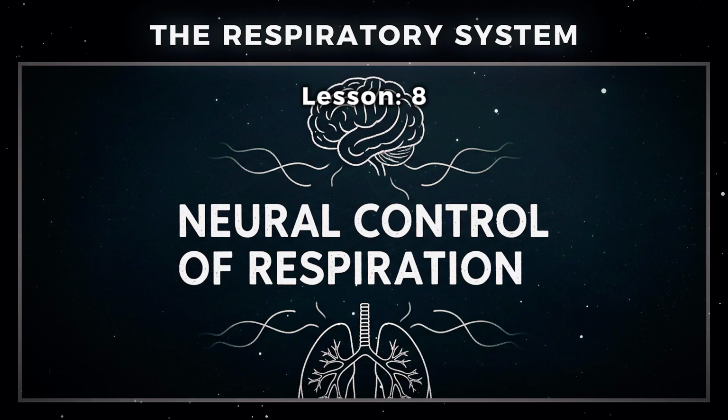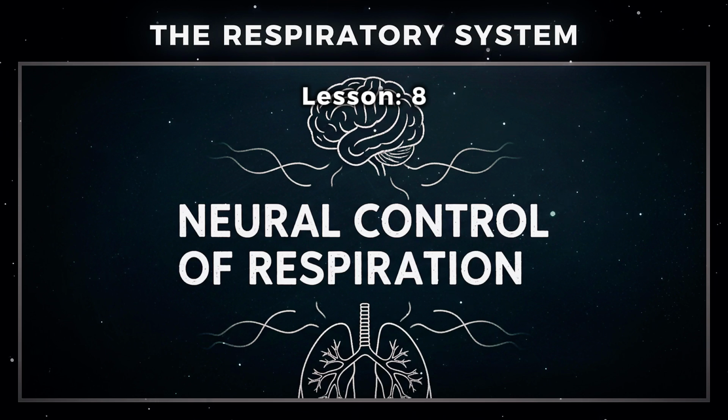pacemakers of your breath. Much like the cells in your heart that set your pulse, these neurons spontaneously fire electrical impulses. When they fire, they send a signal down the phrenic and intercostal nerves, telling your diaphragm and ribs to contract. This is the 2-second inhale phase.